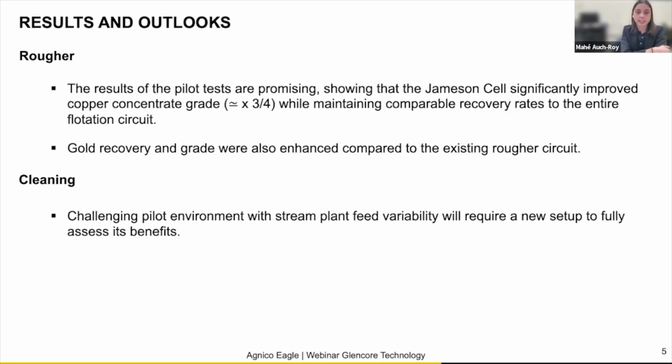So yeah, I think this is it for the overview of the pilot we've done at Agnico Eagle's Goldex Mine. And just lastly, I wanted to add that if you are coming to World Gold SME Denver, we are giving a presentation on these topics on Wednesday. And I believe the conference paper is available on the Glencore Technology website if you want more details, and of course you can contact us as well. So yeah, back to you, Beck.